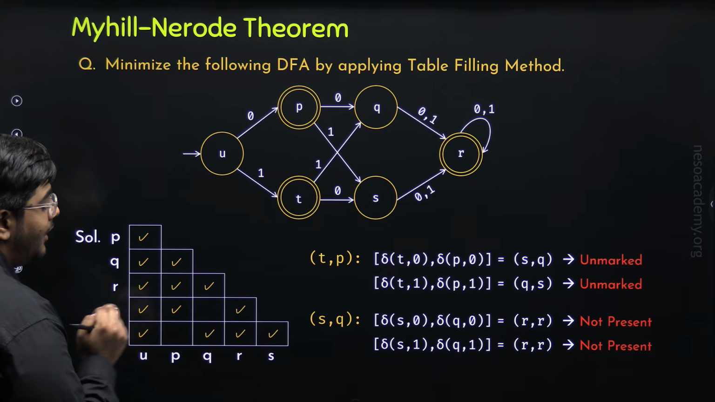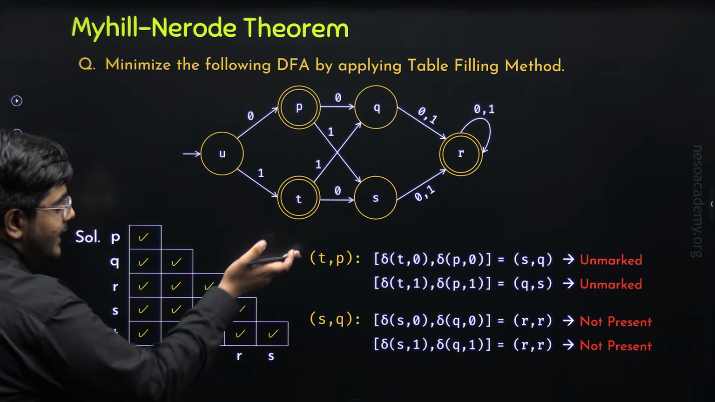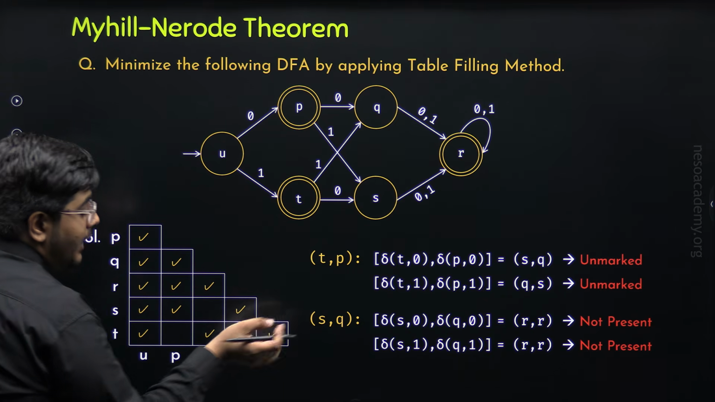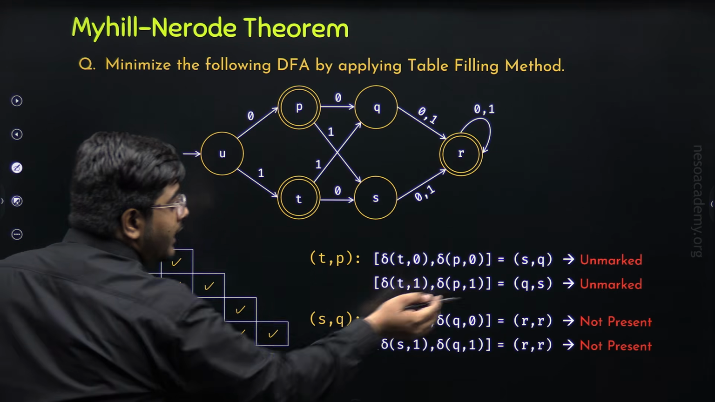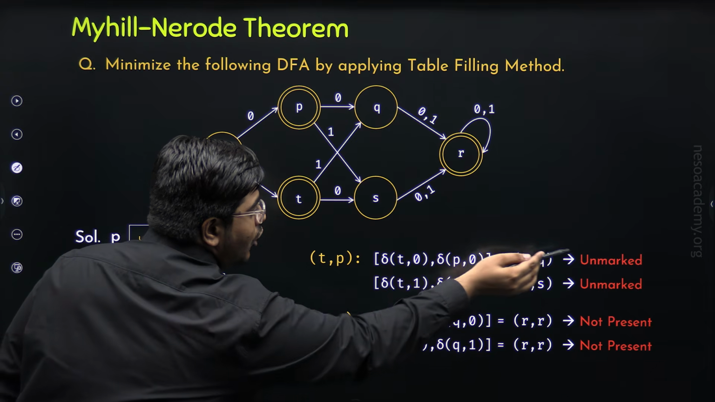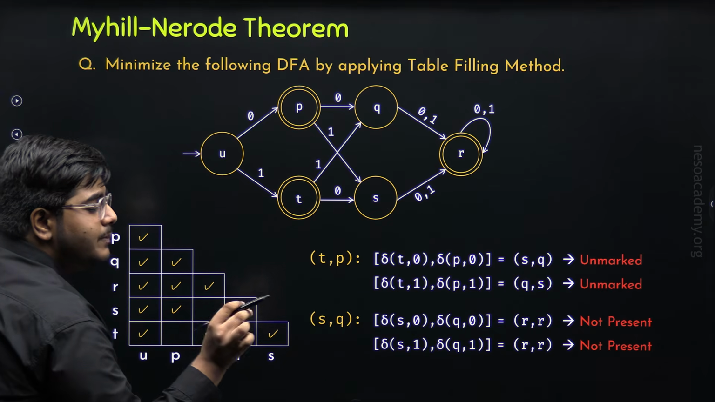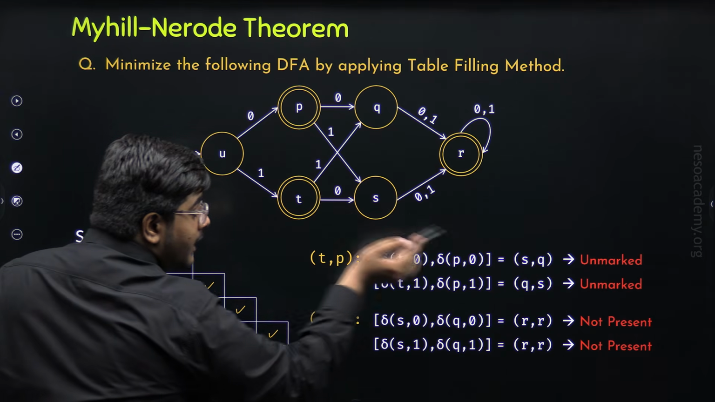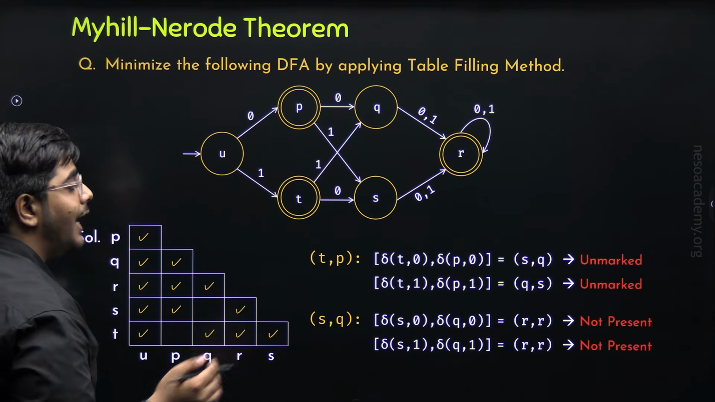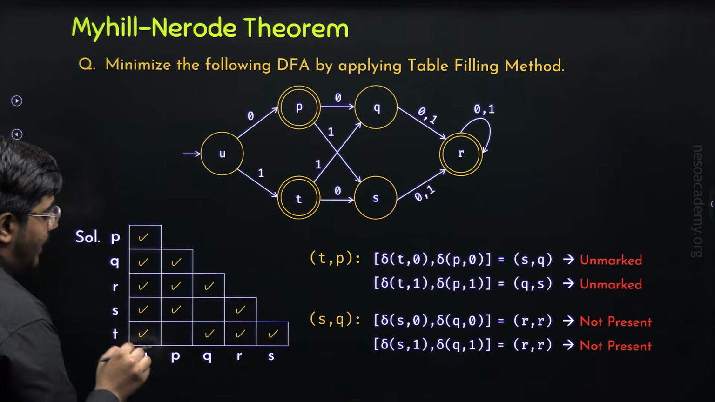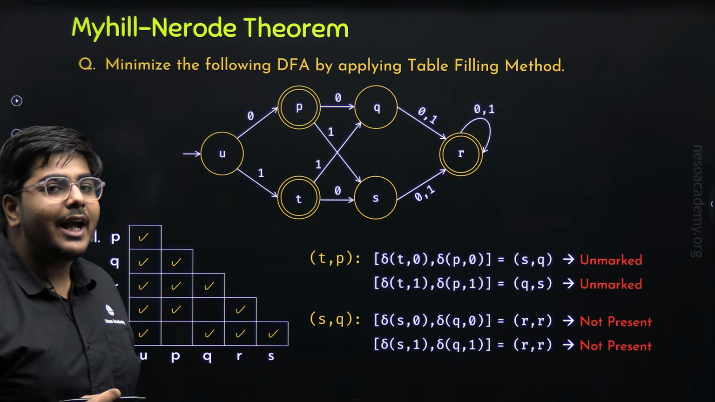The two pairs that are unmarked for the third iteration are T, P and S, Q. These are the two pairs T, P and S, Q that we need to check in the third iteration as well. T, P is giving the pair S, Q and S, Q is unmarked, and I have just explained you that S, Q will always be unmarked in our table. That means T, P will also be always unmarked in our table. So in the third iteration, we can conclude that T, P and S, Q will never be marked in our table. So we are done with the third iteration as well.